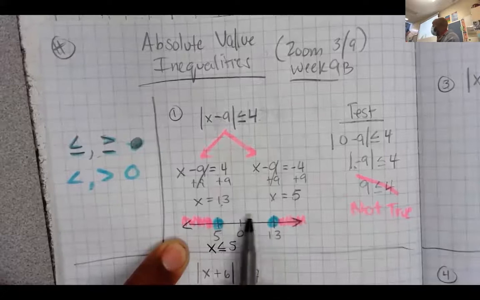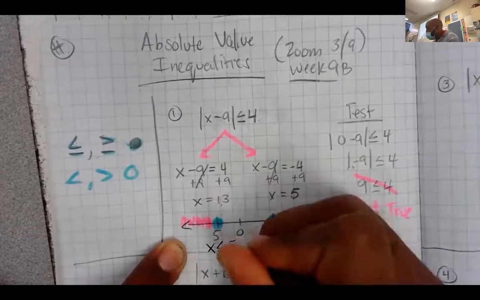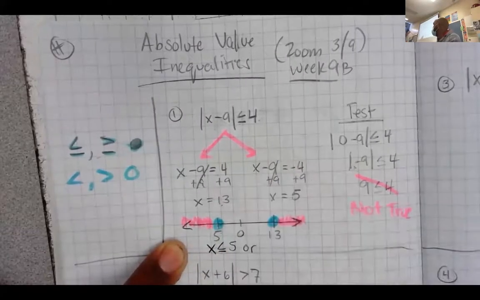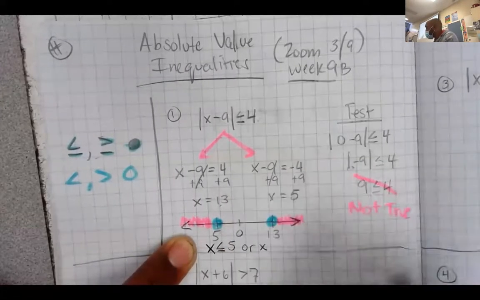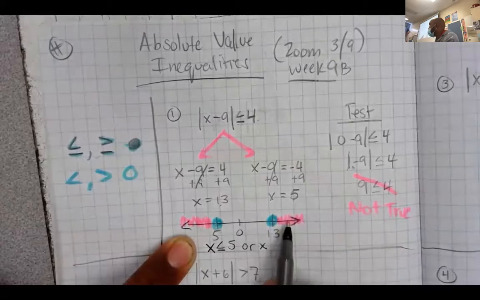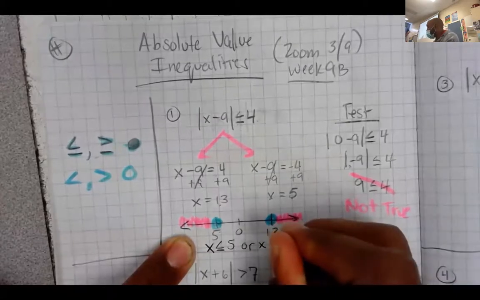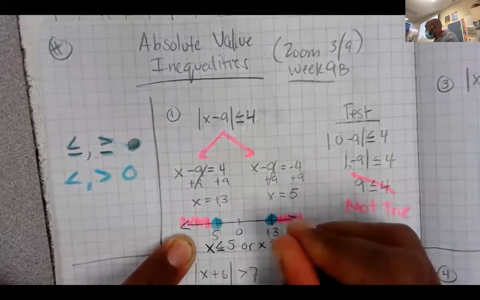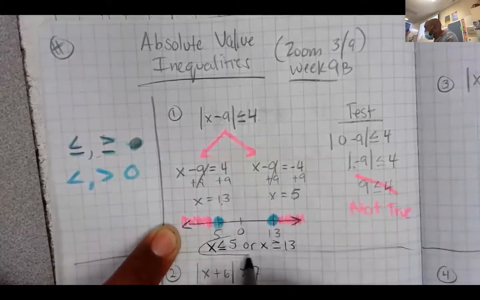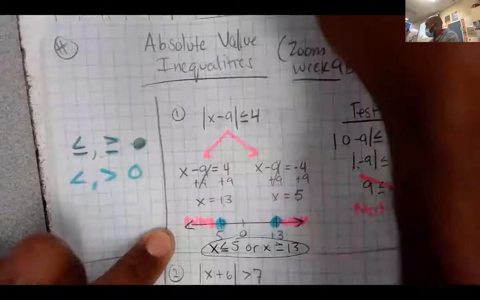Now, because there's this gap in the middle, I would put or, okay, put or, x is, what would it be here? Greater than or equal, okay, because we have that, again, that closed dot. So that ends up being my final answer right there, okay?